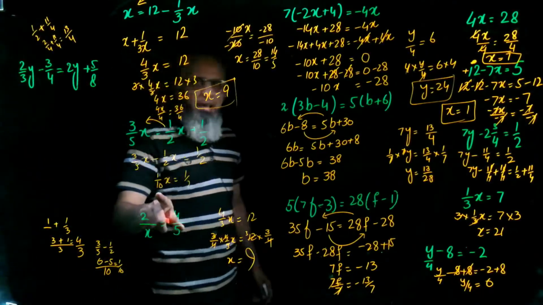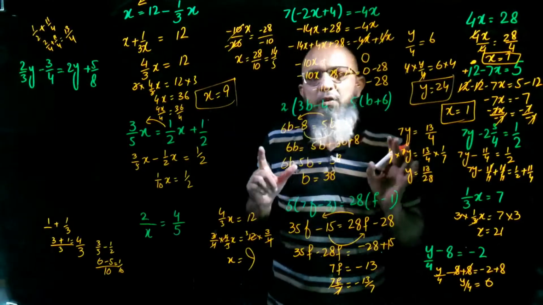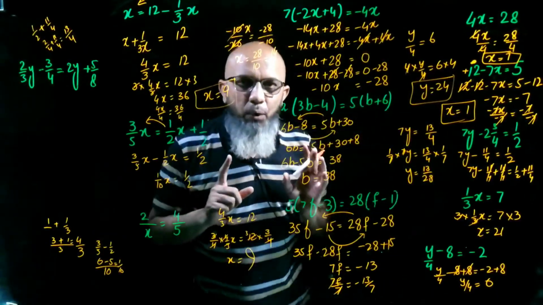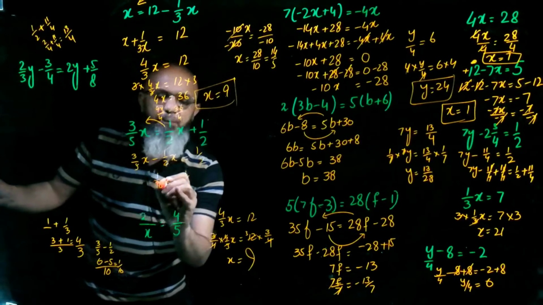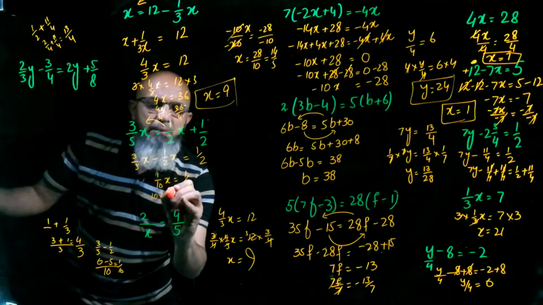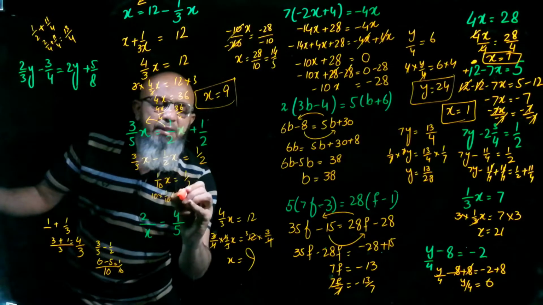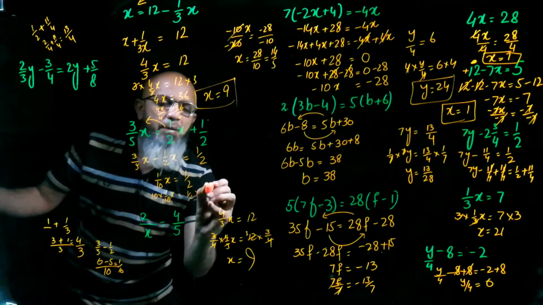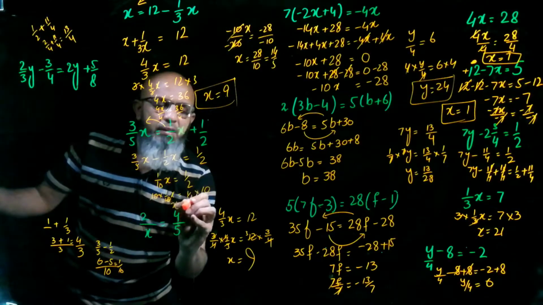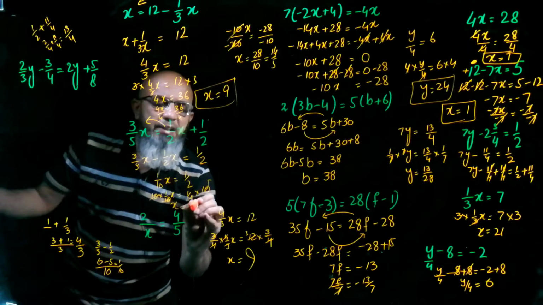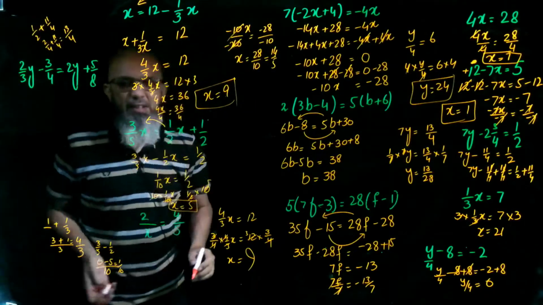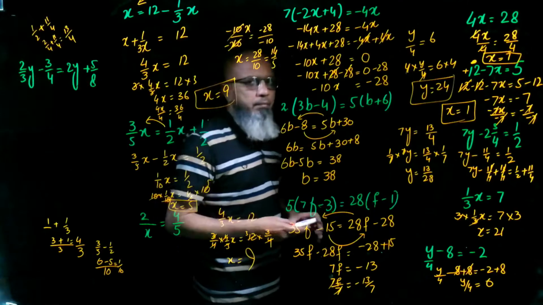So 10 is in the denominator. What will we do here? We will multiply by 10 on both sides of the equation. So 10 multiplied by 1 over 10x is equal to 1 over 2 multiplied by 10. 10 cuts, and 2 5s are 10, x is equal to 5. That is your answer, right?